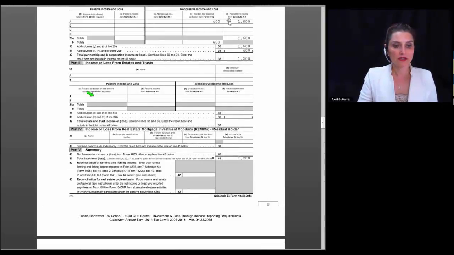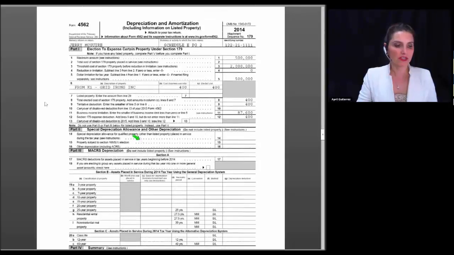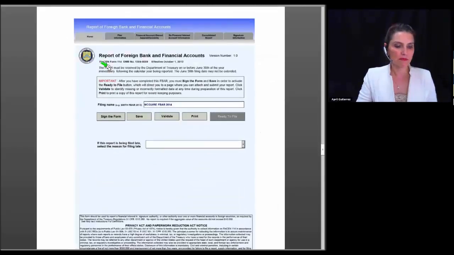So anyway, we enter the $1,600 of ordinary income, the $400 of Section 179 deduction. We total those up and we get $1,200. $1,200 then carries to the 1040. He also has to attach a depreciation schedule, which he uses to claim the Section 179 deduction, and that is calculated on Form 4562. And then we have his FBAR report.